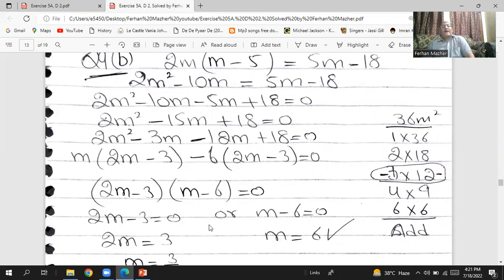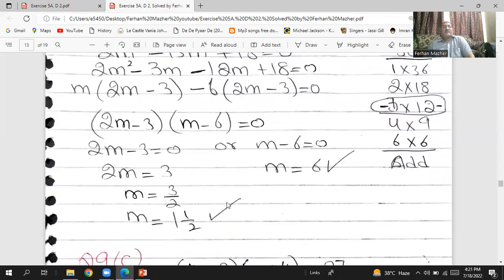So now these two brackets, they are multiplying with each other. 2m minus 3 in one bracket and m minus 6 in the other bracket. They are multiplying with each other, and the answer is 0. So 2m minus 3 equals to 0. So the 2m will be equals to 3 and m will be equals to 3 by 2. So when you divide 3 with the 2, you get 1 whole 1 by 2.